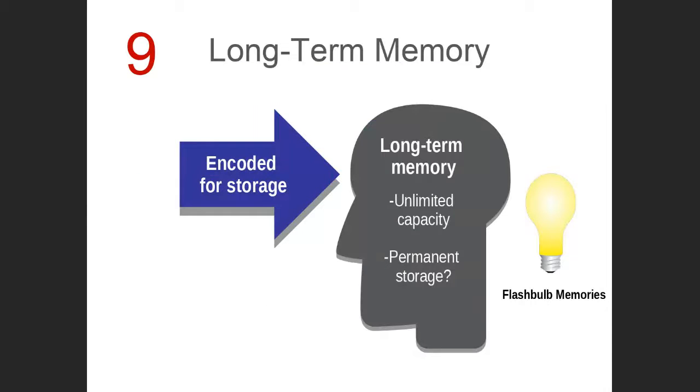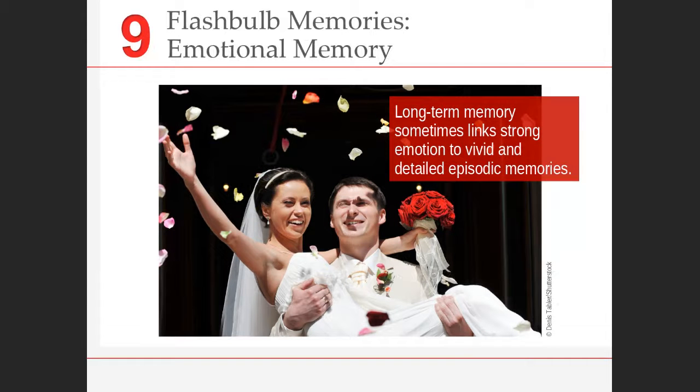As far as we know, long-term memory is unlimited, and we have pretty much permanent storage in long-term memory. In other words, our brains are phenomenal as far as storing memories. One of the pieces of evidence for permanent storage is what are called flashbulb memories. Flashbulb memories are especially emotional memories, such as on our wedding day, things like that. And if they're tied to emotions, then they can be very detailed and vivid.